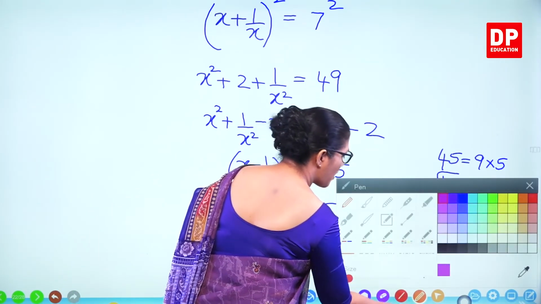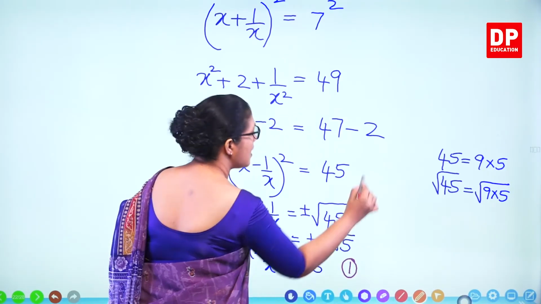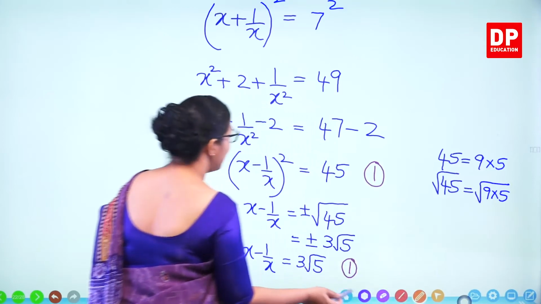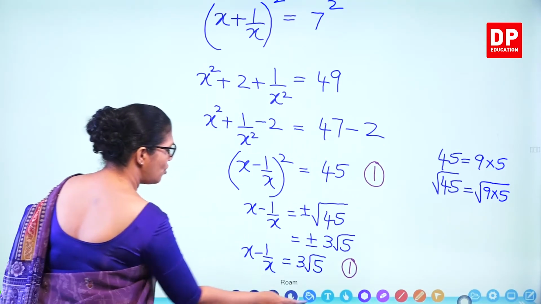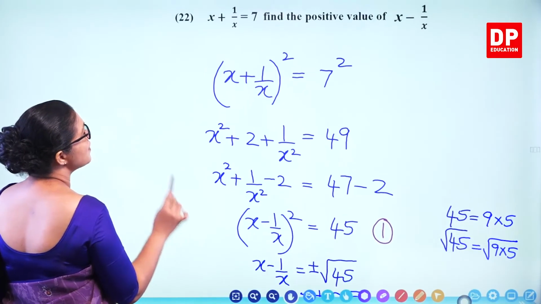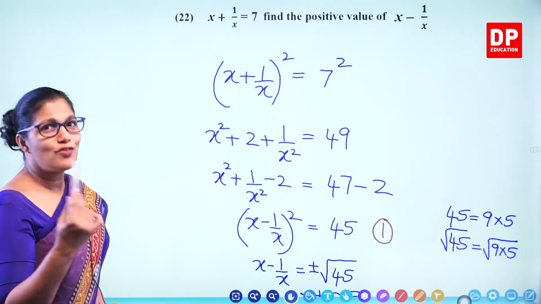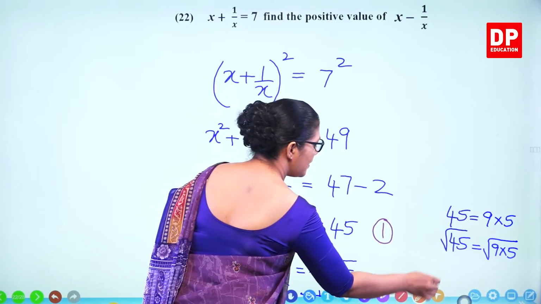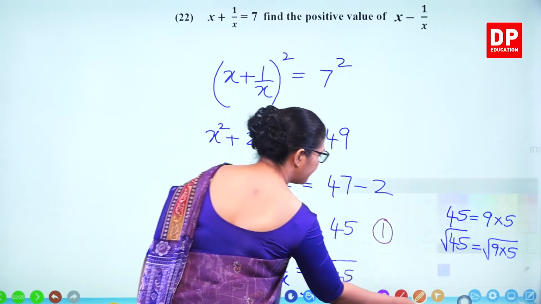You get 2 marks. 1 mark for the answer and 1 mark for the method. So remember this. This is a new question to you. When you have positive to get the negative, you square it and see. We'll take the next question.